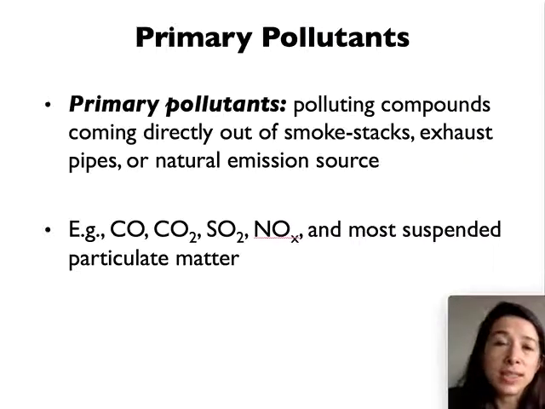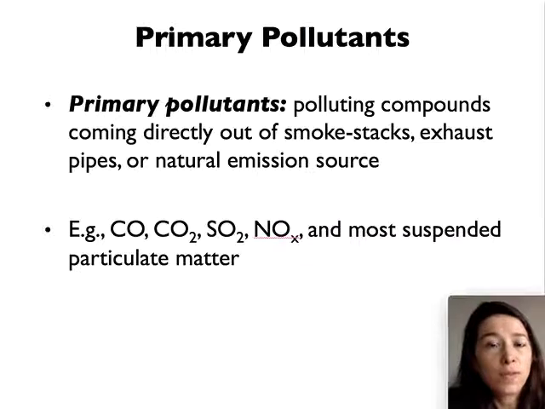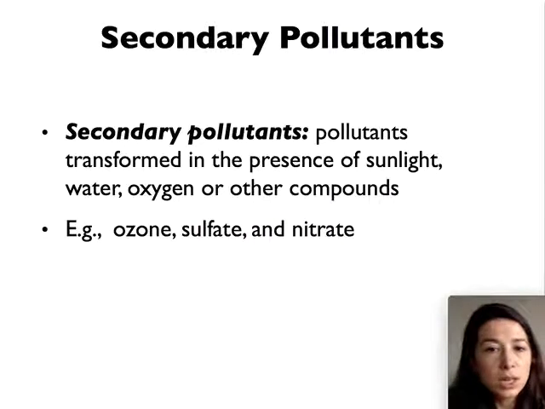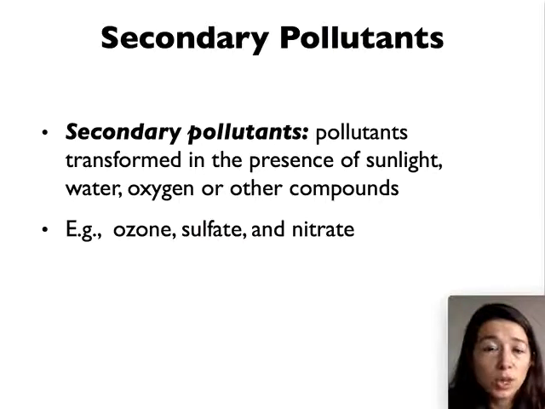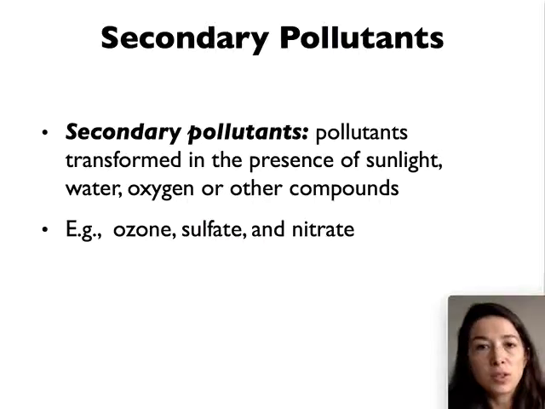When these chemicals are chemically converted into another form up in the air by either UV light or some other chemical process, they are termed secondary pollutants. Secondary pollutants are transformed in the presence of sunlight, for example, water, oxygen. The presence of some of these chemicals is just going to alter some chemicals into another form. Sunlight, so UV light, for example, just breaks the bonds between chemicals and turns them into something else. And ozone, sulfate, and nitrate are the secondary pollutants, so they started as one form.